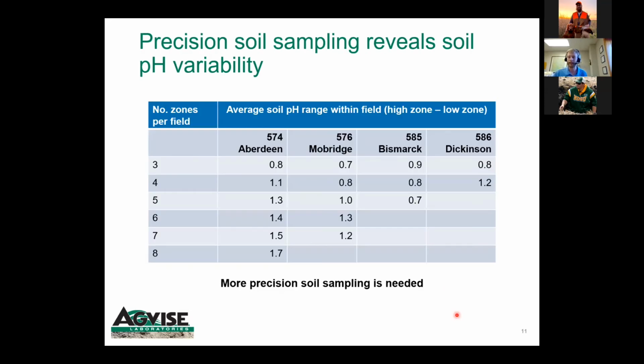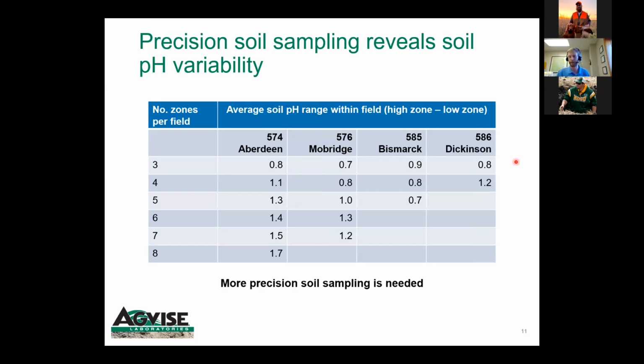The other thing that is needed is precision soil sampling. And like I said before, when we had whole field composites, we masked the low and high pH areas all together. But this is a breakdown of some soil test data from this past year where we took all the soil samples from these areas with lots of acid soils, the Aberdeen, Mobridge, Bismarck, and Dickinson areas. And within fields, we measured the difference from the high testing zone to the low testing zone, figured out what that range was, and averaged it across it all.